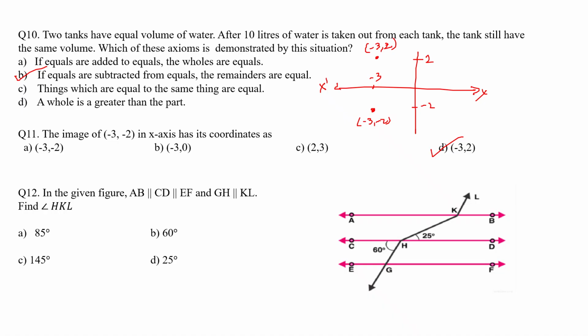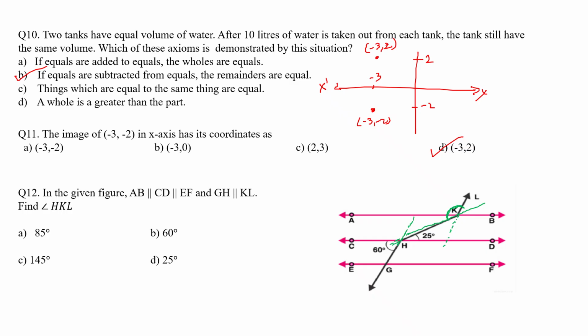Now next question. In the given figure, AB is parallel to CD, parallel to EF, means all the three lines are parallel. Even GH is parallel to KL. We have to find angle HKL, isn't it? HKL is this part. We have to find this. Okay. So already it is given GH and KL are parallel. So let's extend it. We'll get a clear picture of this. If I extend, then my HK will be the transversal line.